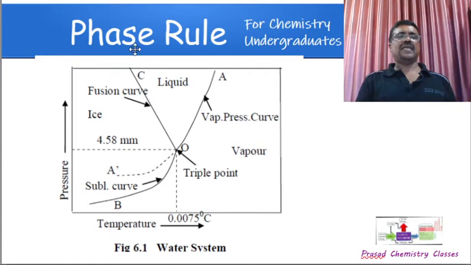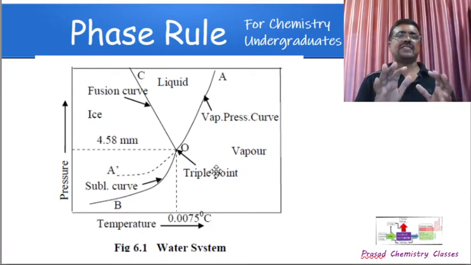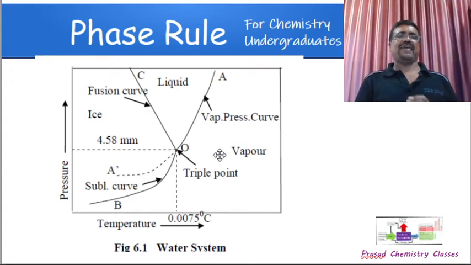Here you can see certain lines or curves as well as certain points and certain areas. The areas represent what we call a bivariant system. Areas consist of a single phase only. Right? So this area corresponds to what we call the gaseous phase.